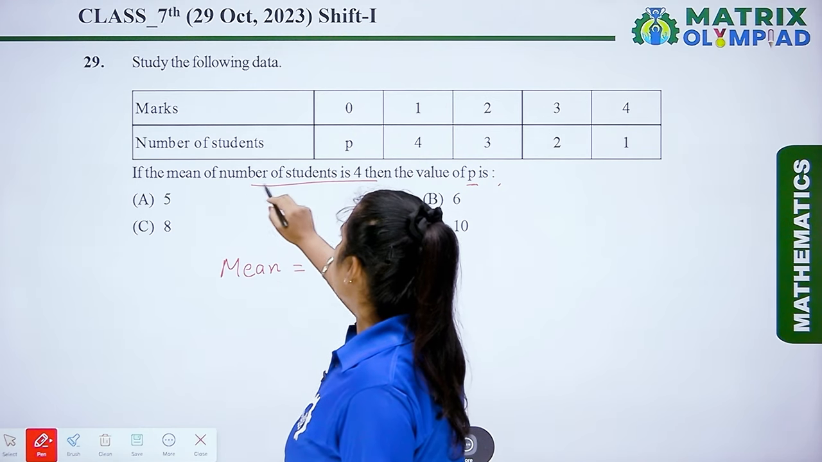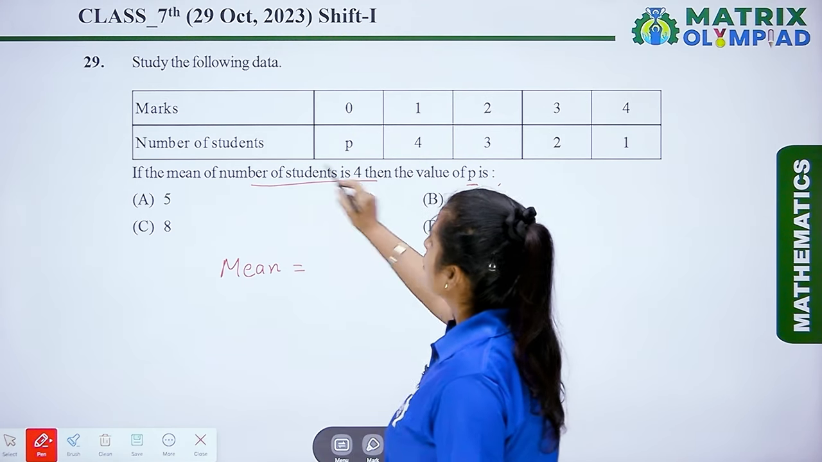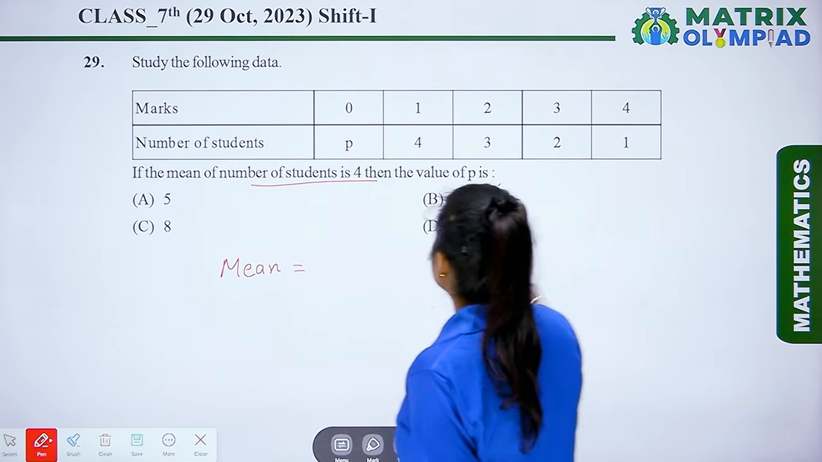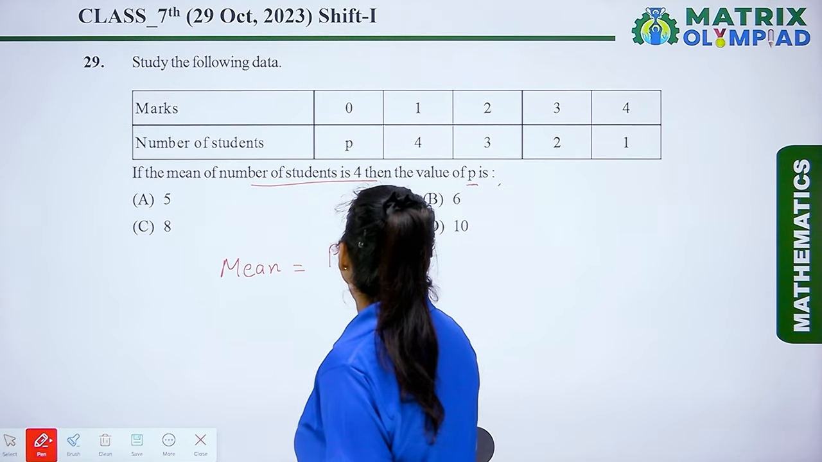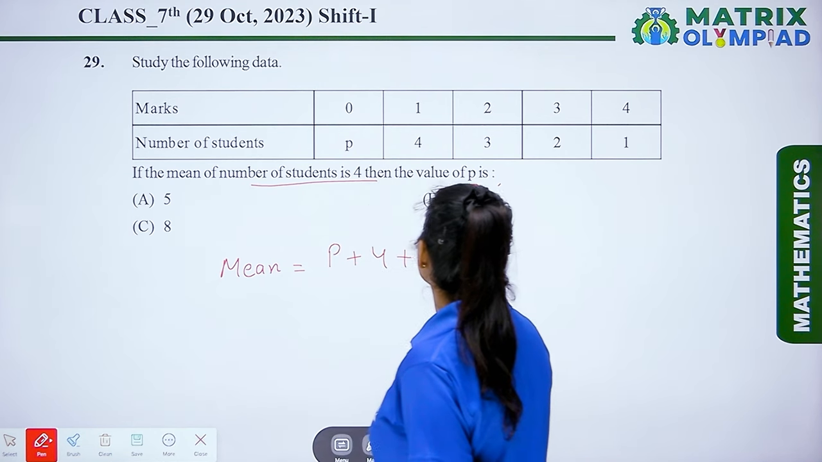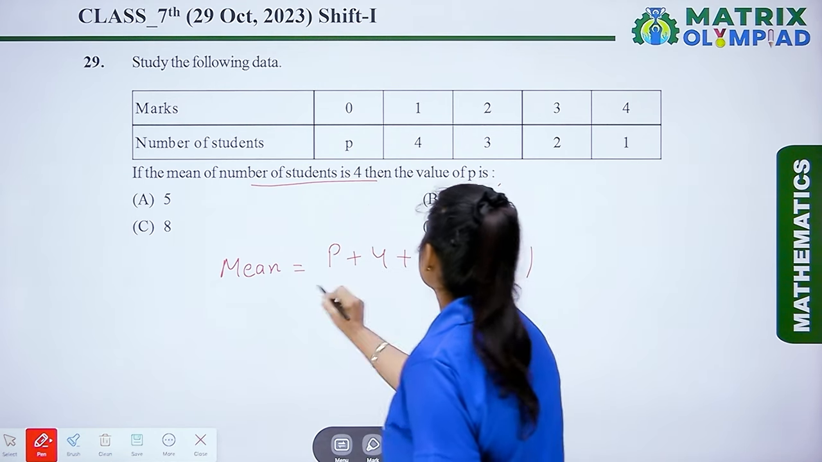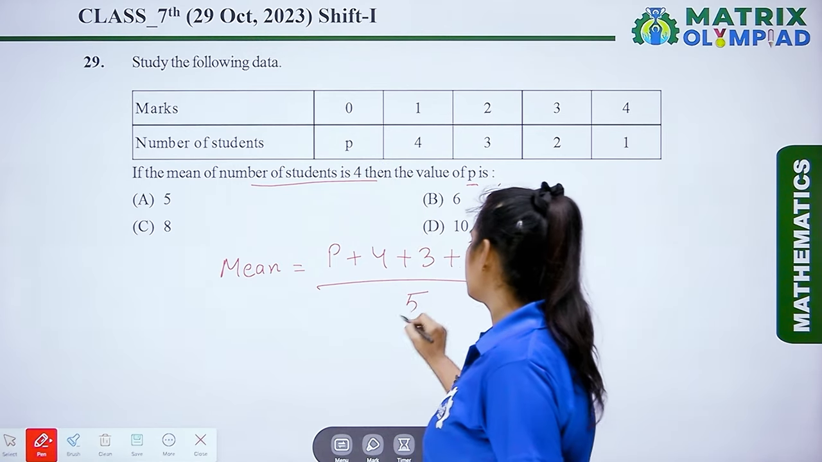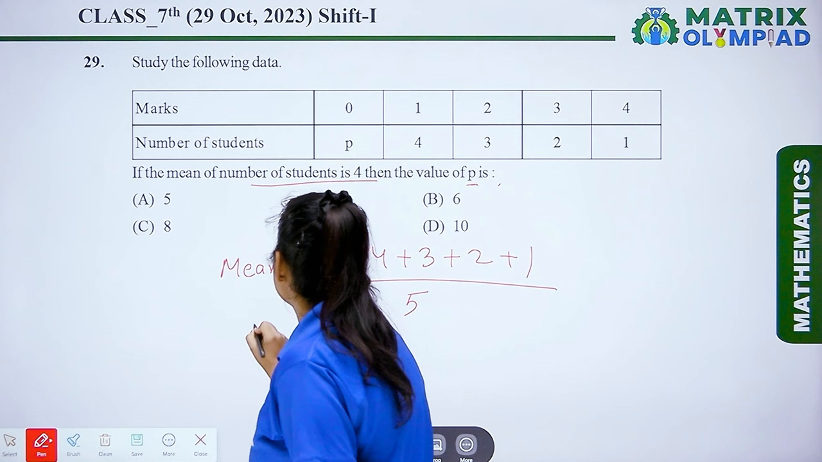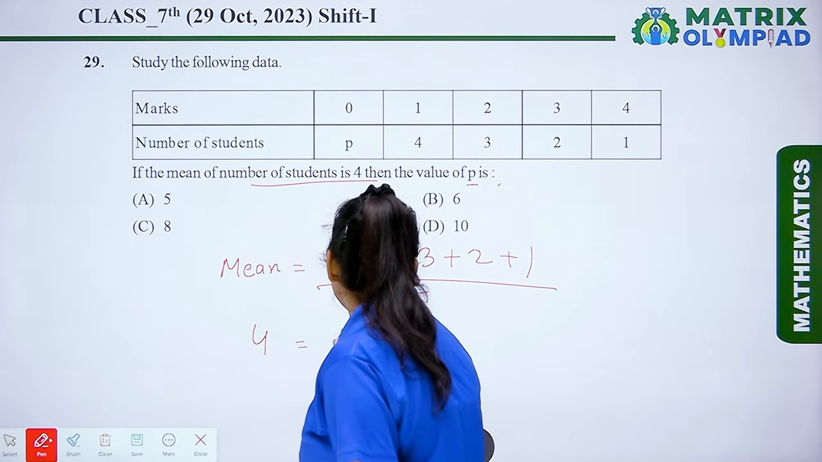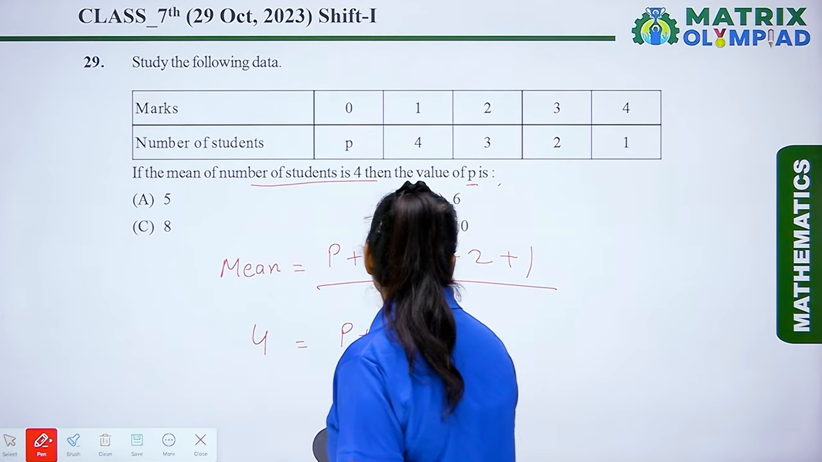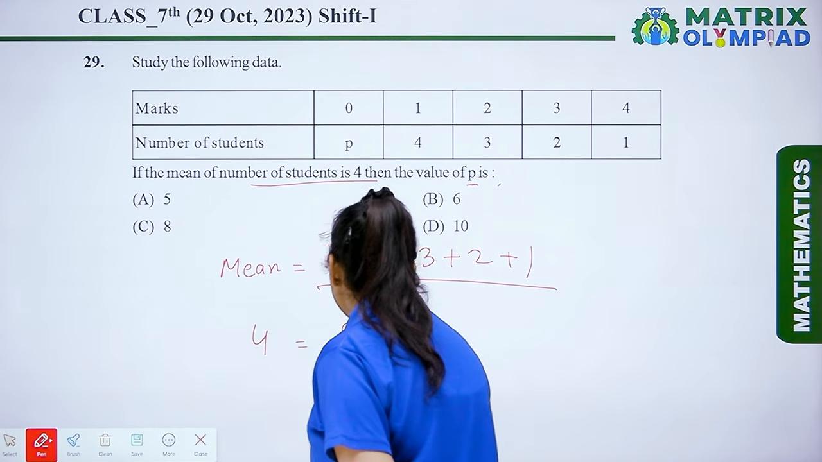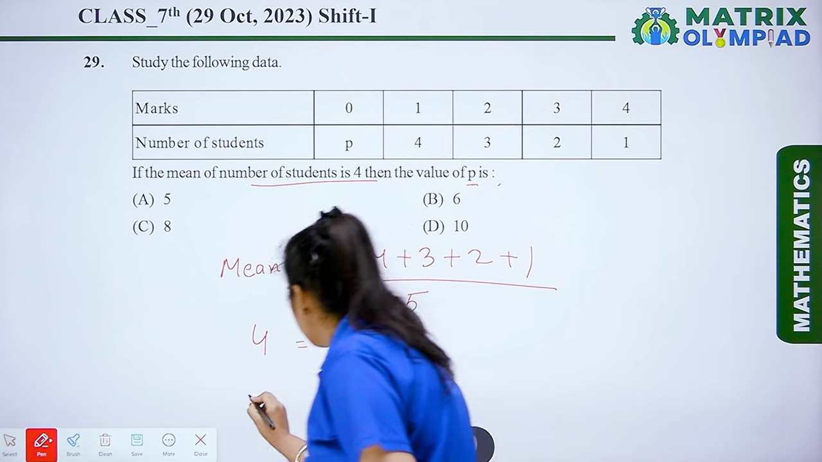Here we have the mean of number of students. So, number of students is P plus 4 plus 3 plus 2 plus 1. So, here P plus 4, 3 plus 2 plus 1 upon total number of observations, which are 5. Mean is 4, that is given to us, and here P plus 10 upon 5.